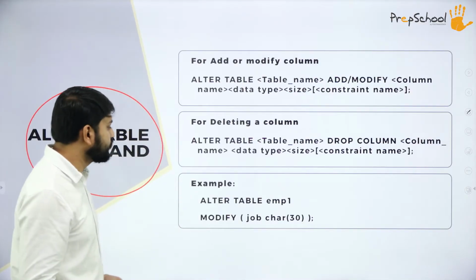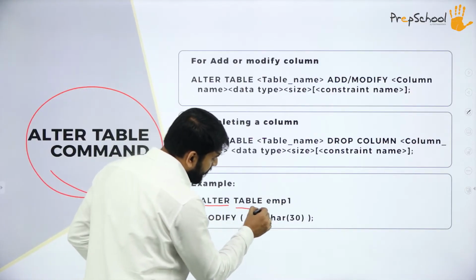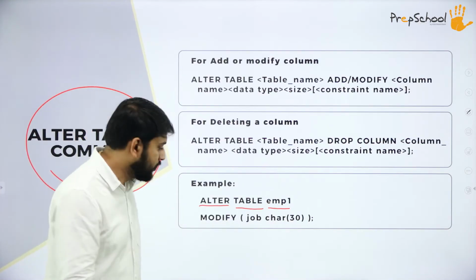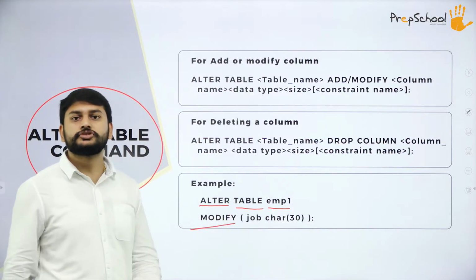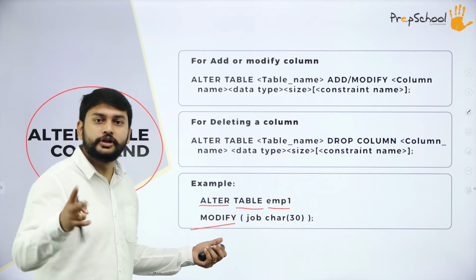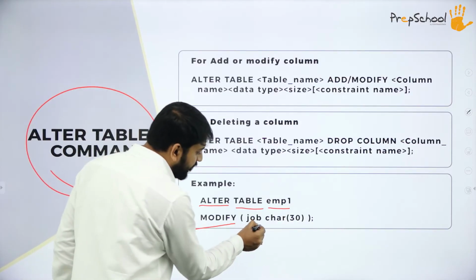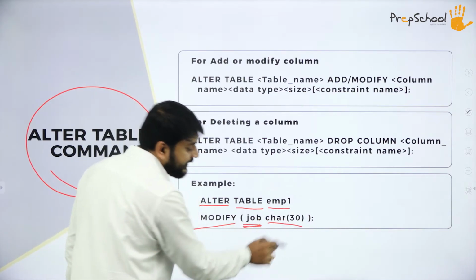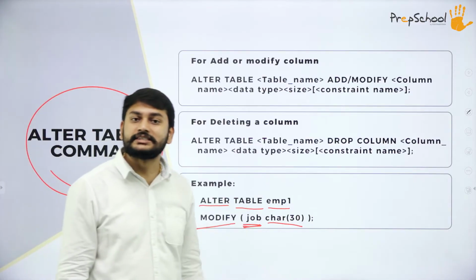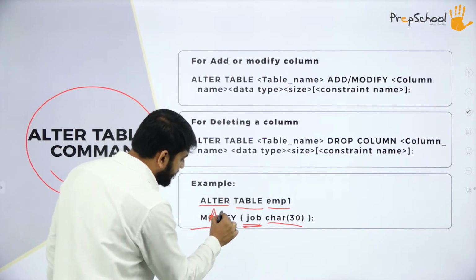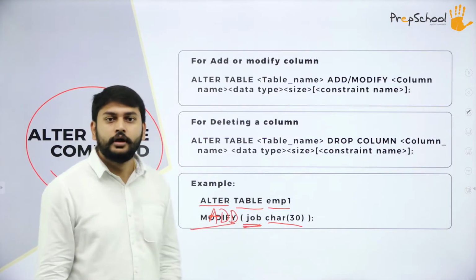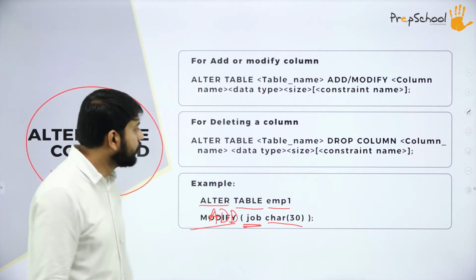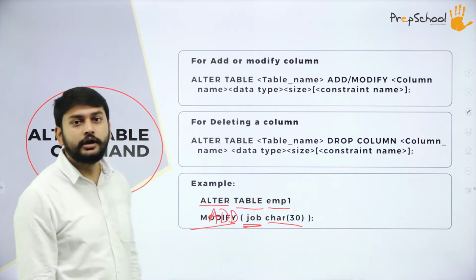So what is the syntax? It's very simple. Alter table, table name. So you can use modify or you can use add. Both the words you can use. So what is the column that you want to modify or add? This is the column name, and this is the data type of this column along with the size. I can also use something like this: add job, character data type. That's what you have to perform here. So hope you have got a fair idea about alter table.